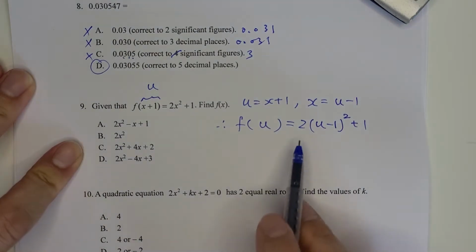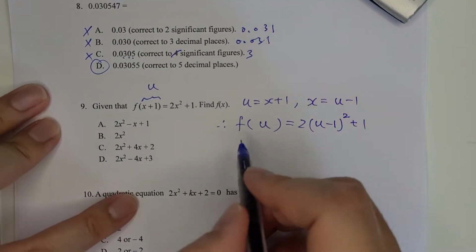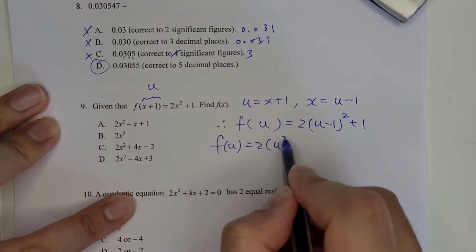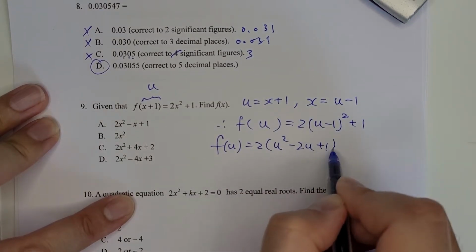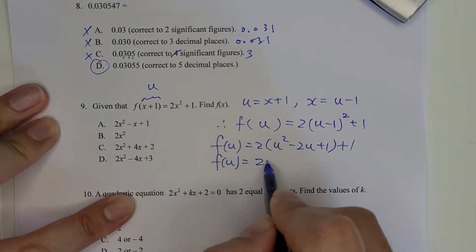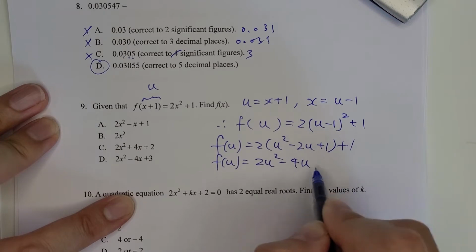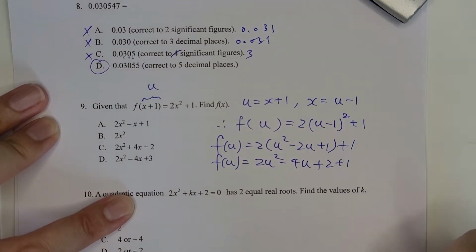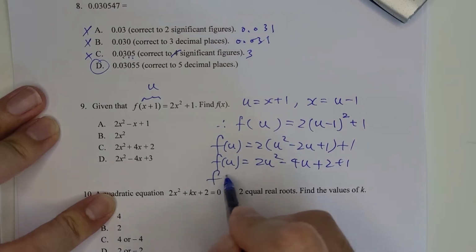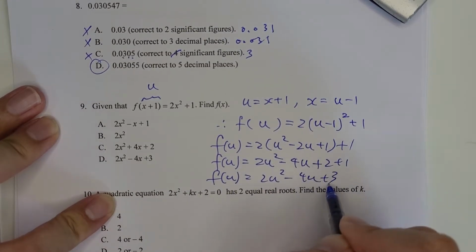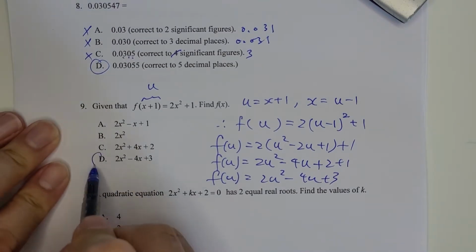So what you need to do is doing the expansion here, okay? That is 2 times (u squared minus 2u plus 1). f(u) is 2u squared minus 4u plus 2 plus 1, so that's plus 3. 2u squared minus 4u plus 3. So the answer is D.